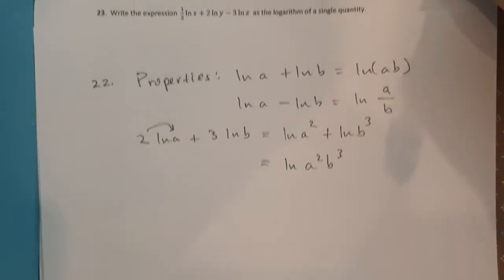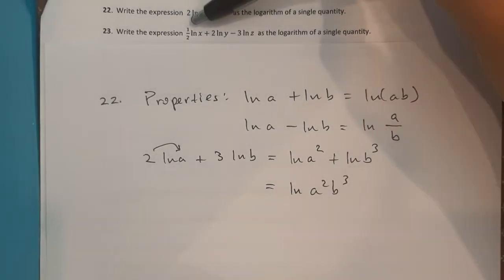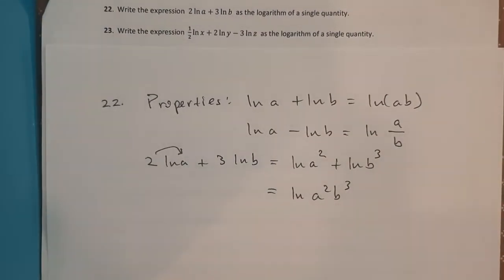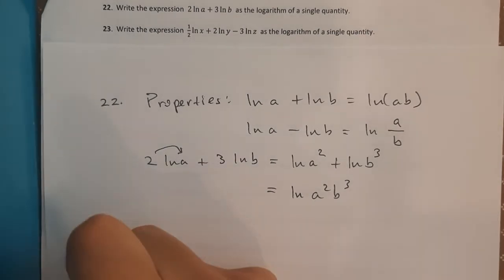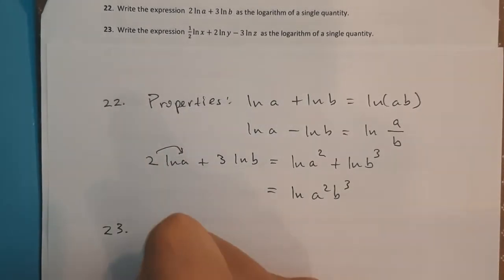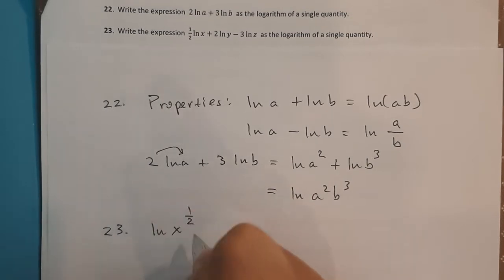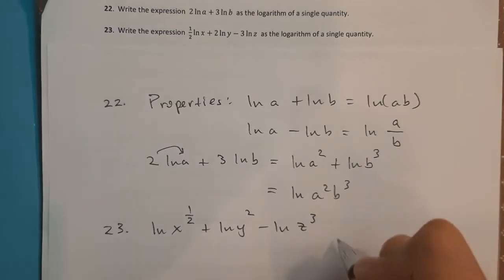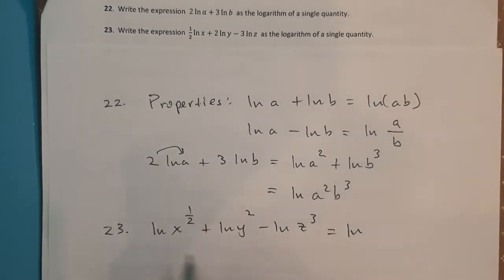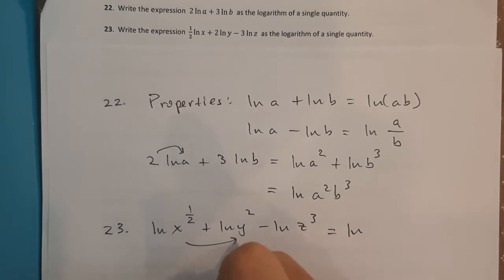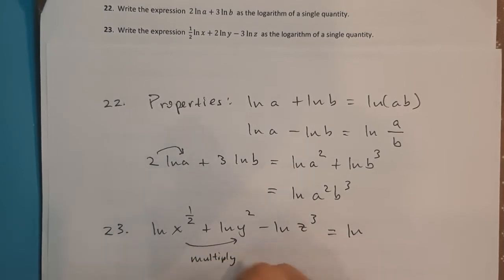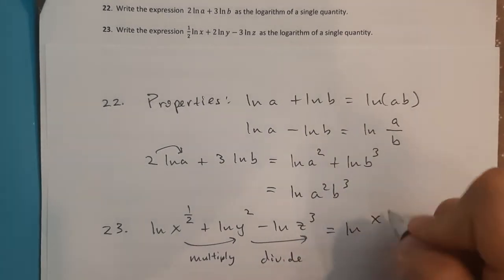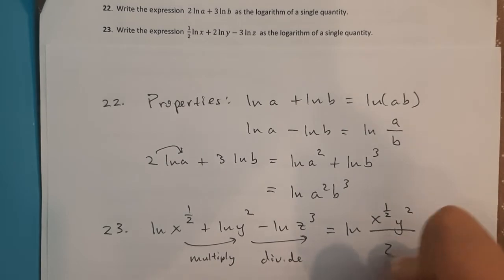For question 23, it says to write the expression 1/2 ln x plus 2 ln y minus 3 ln z as a single logarithm. So we get ln x to the 1/2 plus ln y squared minus ln z cubed, and that will equal ln, and then you multiply here, and then we divide by z cubed. We get x to the 1/2 y squared over z cubed.